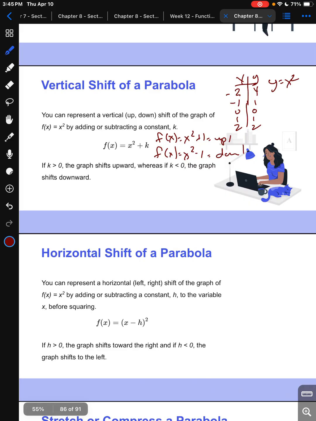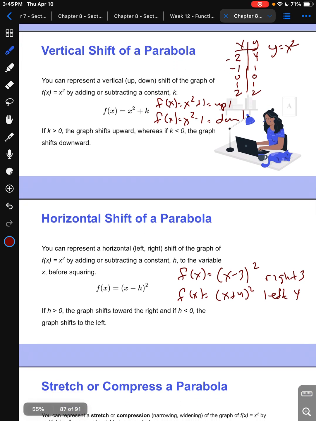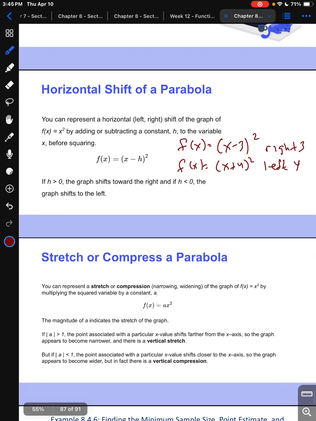If I want to shift left and right, if I have f of x equals x minus h, so if I go x minus 3 squared, that's going to be right 3. If I go f of x equals x plus 4 squared, that's going to be left 4. And if I want to compress it, if I make a greater than 1, it's going to vertically stretch it. If a is less than 1, it's going to compress it.